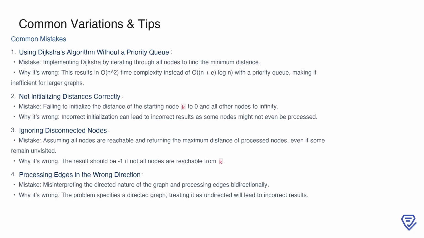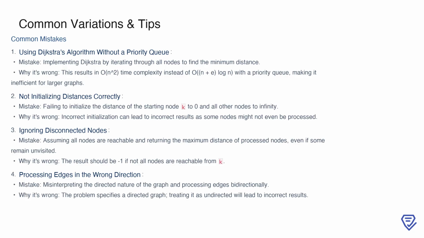Another common pitfall is not initializing distances correctly. It's crucial to set the starting node's distance, k, to 0 and all other nodes to infinity. Failing to do this can lead to incorrect results, as some nodes may never be processed. Additionally, some forget to account for disconnected nodes, assuming all nodes are reachable. If any nodes remain unvisited, the correct result is -1, not the maximum distance of processed nodes.